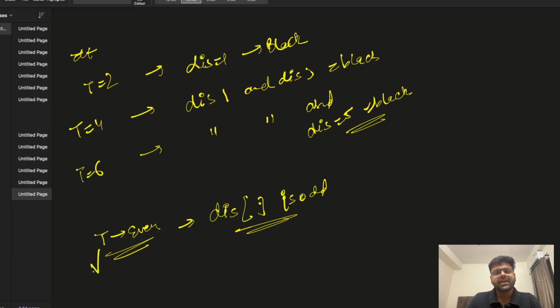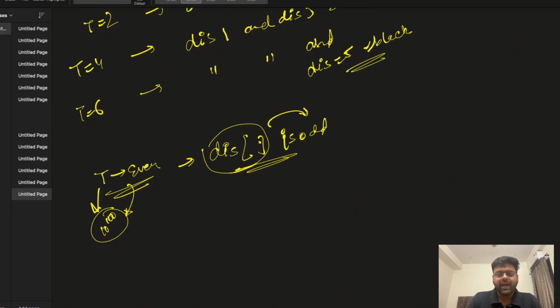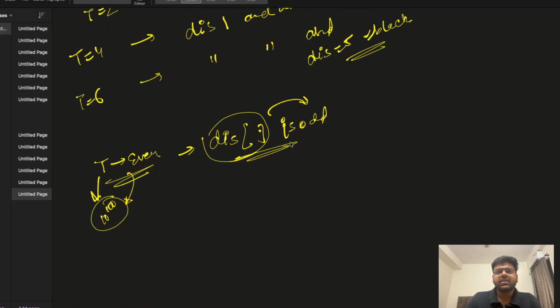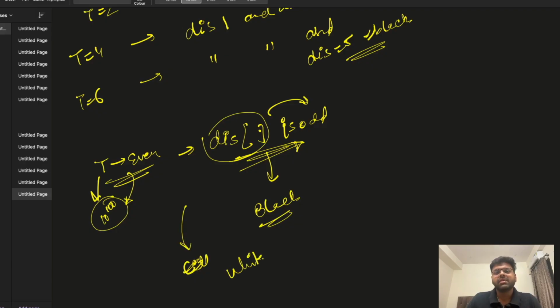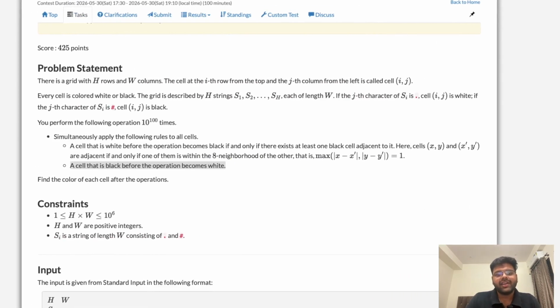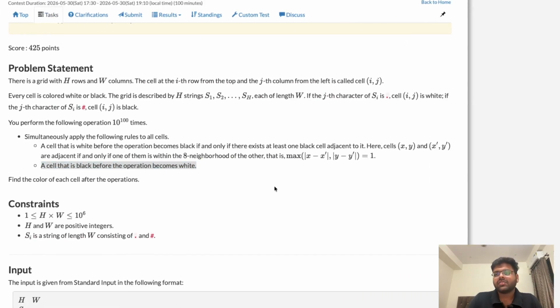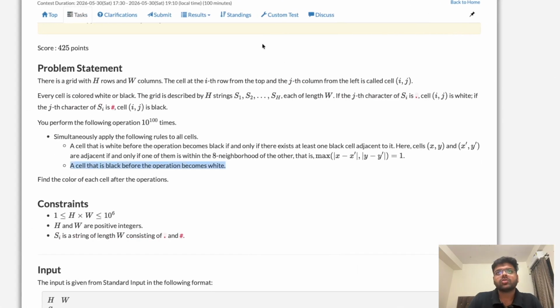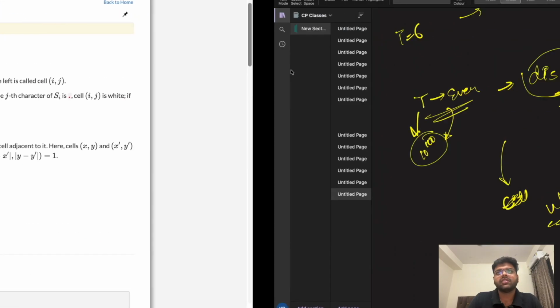So if we reach time equal to 10 to the power 100, which would actually be an even time, we need to check whether a particular cell has an odd distance or not after performing the DFS. If the distance is actually odd, then I would know that this would end up as a black cell, else it would end up as a white cell. I'll just need to find the minimum distance. So the question now boils down to finding the minimum distance, and the minimum distance problem is simply a DFS problem. So I'll show you the code as well, what I have written.